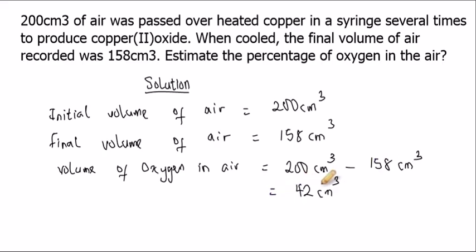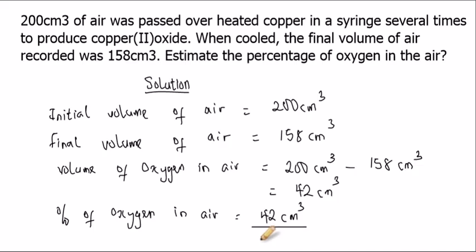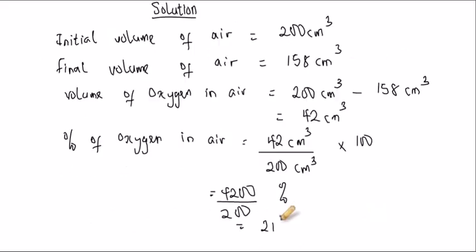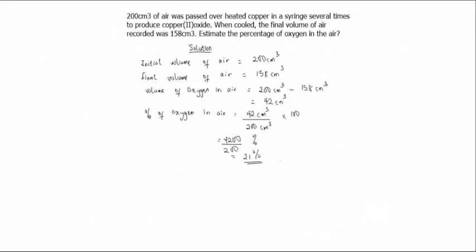So from here, we can say percentage of oxygen in air equals 42, the volume of oxygen itself, divided by the volume of the air, 200 cm³, multiplied by 100, equals 21%. So with this, we've come to the end of the solution to the question, and we've gotten the percentage of oxygen in the air to be 21%. And that will be all.